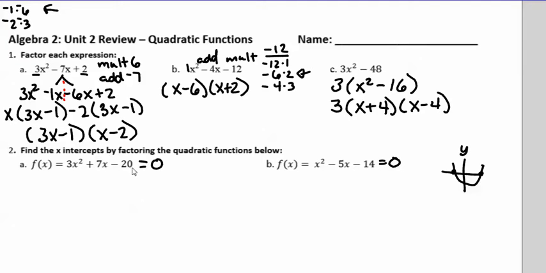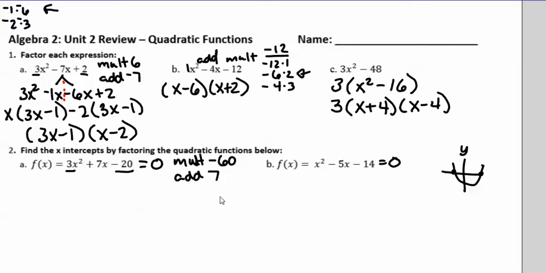And then we're going to factor it. So the first one has a lead coefficient that's not 1. So what I'm going to do is the same steps I just did in problem 1a. I'm going to find two numbers that multiply to 3 times negative 20. So they're going to multiply to negative 60. And they're going to add to 7.